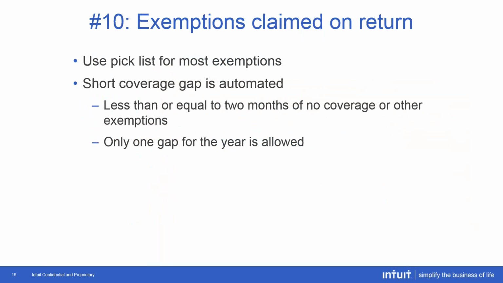Okay, use case number 10, exemptions claimed on the tax return. We have a pick list for most exemptions. The short coverage gap exemption is automated. That's where you have less than or equal to 2 months of no coverage or other exemptions. And you can have only one short coverage gap for the year.